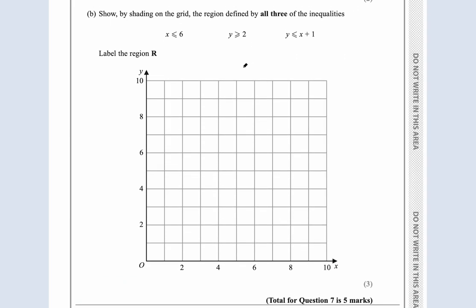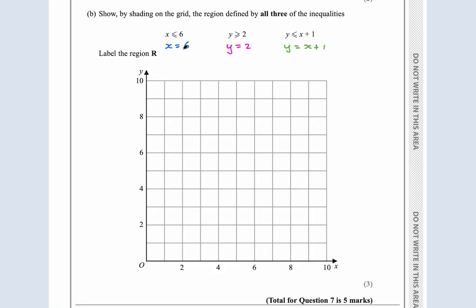Show by shading on the grid the region defined by all 3 inequalities. Okay, so we have to draw x equals 6. We're going to draw, I'll choose different colors, y equals 2. And we're going to draw y equals x plus 1.